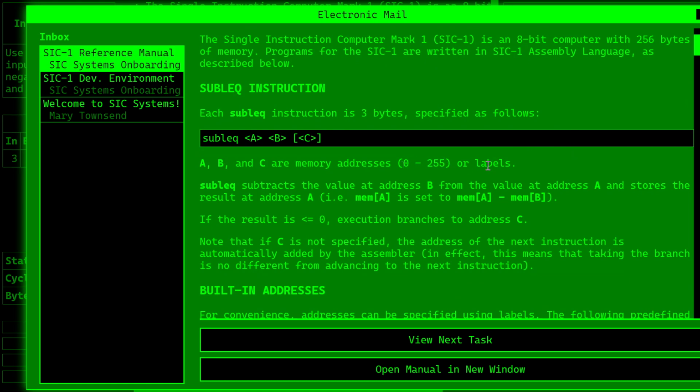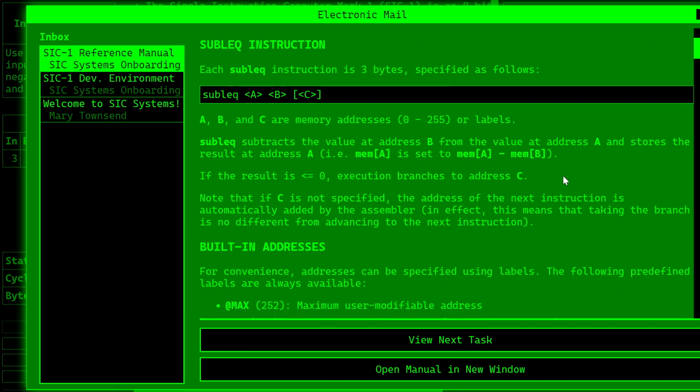Memory addresses only go up to 255, so we have a small computer here. Or maybe there's some way to specify an offset separately? I don't know. Subtracts the value at B from A and stores the result at A. Okay, so it decreases A by B. If the result is less than or equal to 0, branch to C. Sure. If C is not specified, the address of the next instruction. I see. So if you don't say where to jump to, the default is to jump to the next instruction. So you can not bother with the branching part. Okay.